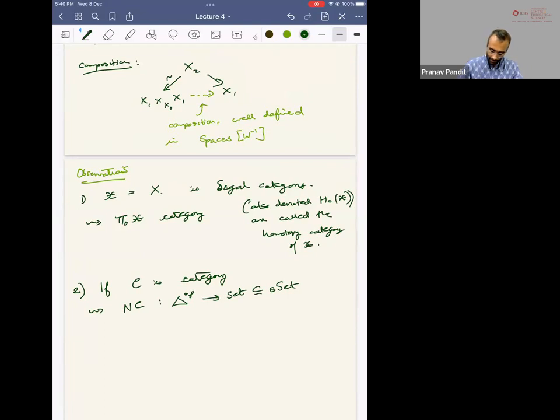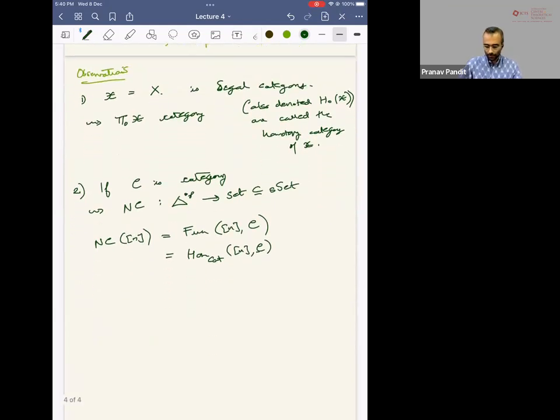And what is this functor? It's defined as follows: N C of n is just functors from [n] to C, and the functoriality is given by pulling back along. If you have a map from m to n, then you can just pull back along that. So it's just Hom in Cat from [n] to C. So this is called the nerve, and here's a fun exercise.